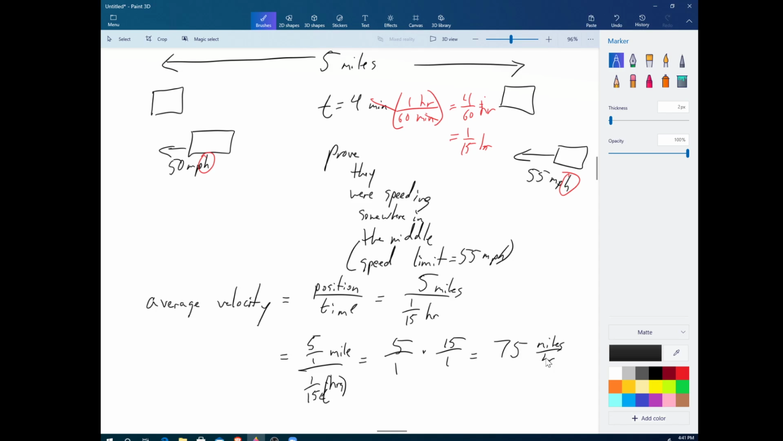So all this proves is at some point between these two cars, we don't know where, we don't know when, but we can prove that somewhere along the line they had to have been going 75 miles per hour, according to what this theorem says.